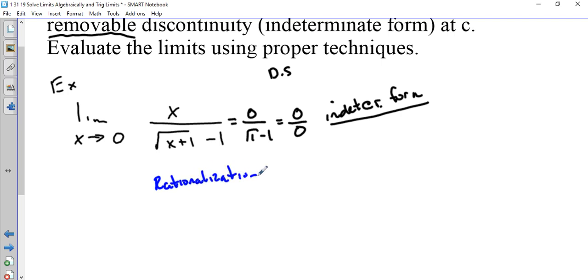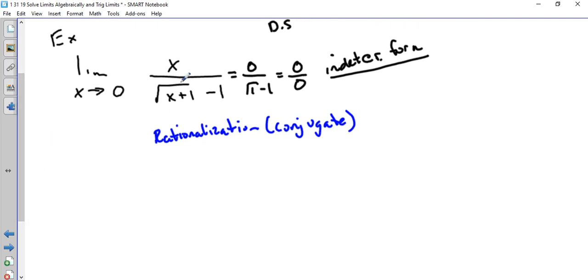That's what most calc books call it. I also call it the conjugate. The reason I call it the conjugate or rationalization is that you want to eliminate the square root. To eliminate the square root, you always multiply by the conjugate expression of that square root, wherever it may be. So we want to eliminate this. We're going to take the square root of x plus 1 minus 1, and multiply by its conjugate. The square root of x plus 1's conjugate is plus 1. These are conjugates of each other.